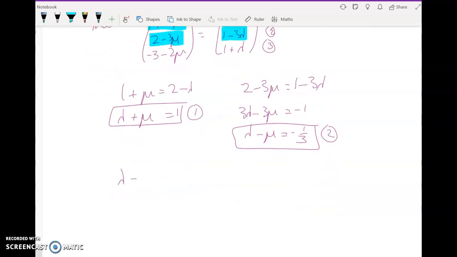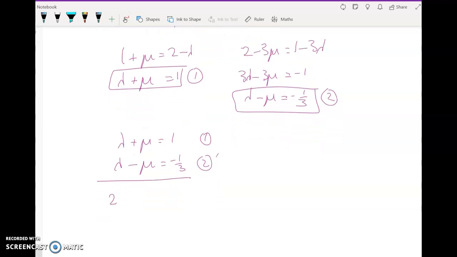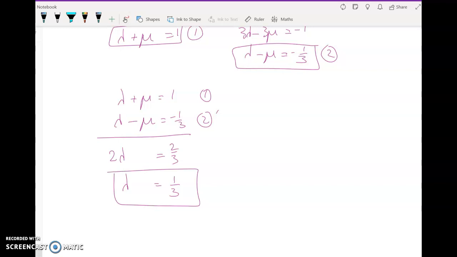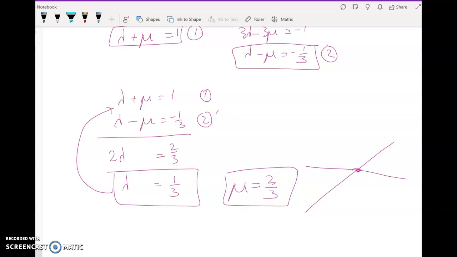Now I'm going to stack them next to each other and do some year 11 maths or year 10 maths. So I've got 1 here and I've got 2 dash here. Let's add them together, and that will give me 2 lambda is equal to 2/3, giving me a value of lambda of 1/3. So I told you the algebra here was pretty good, right? Not too bad. So that's lambda, and then I can read off mu pretty easily as mu must equal 2/3. So we're just about there. We know that if there is an intersection to these two lines, then it would happen at this combo of mu and lambda.